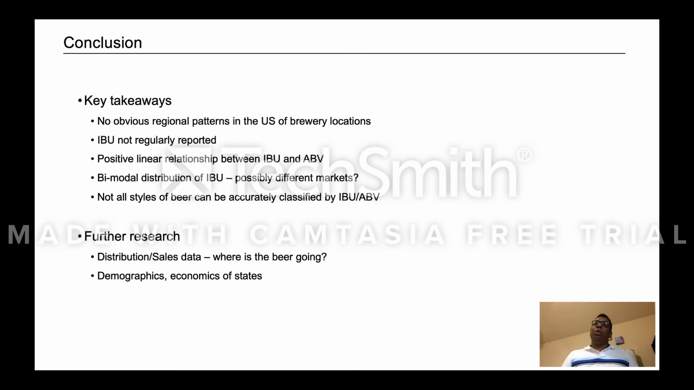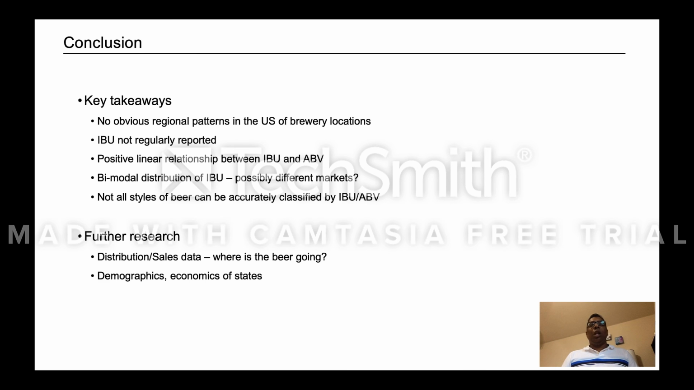And finally, we want to conclude with key takeaways shown here. One, there is no obvious regional pattern in the distribution of breweries. Two, IBUs are not regularly reported. Third, there is a moderate positive linear relationship between IBU and ABV, and the bimodal distribution of IBU could mean possible different markets, and not all styles of beers can be accurately classified by IBU and ABV.